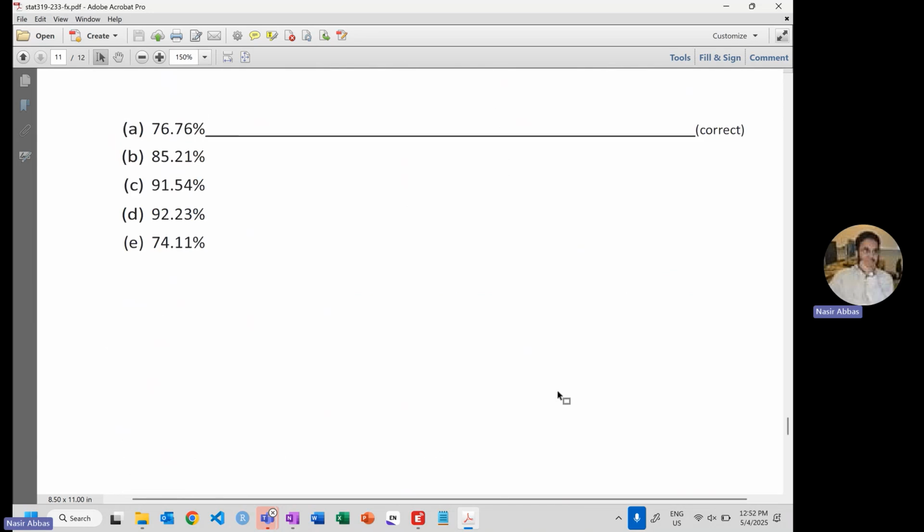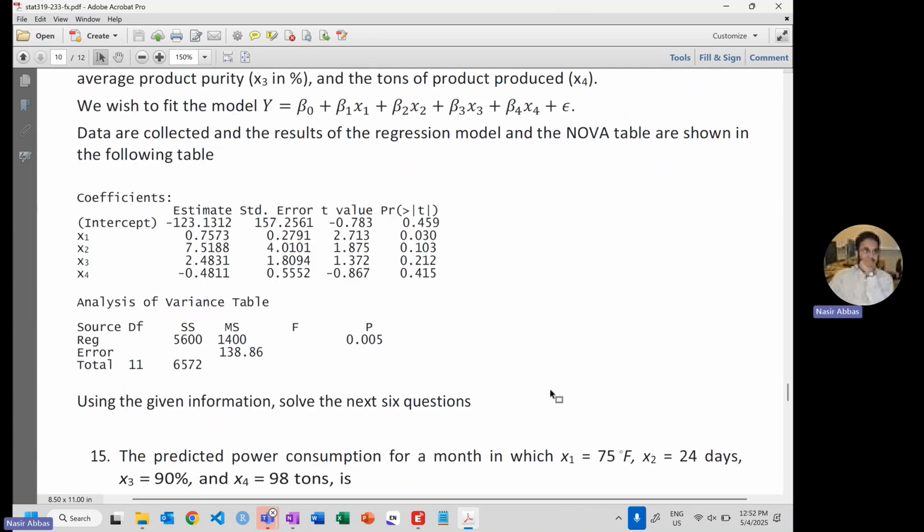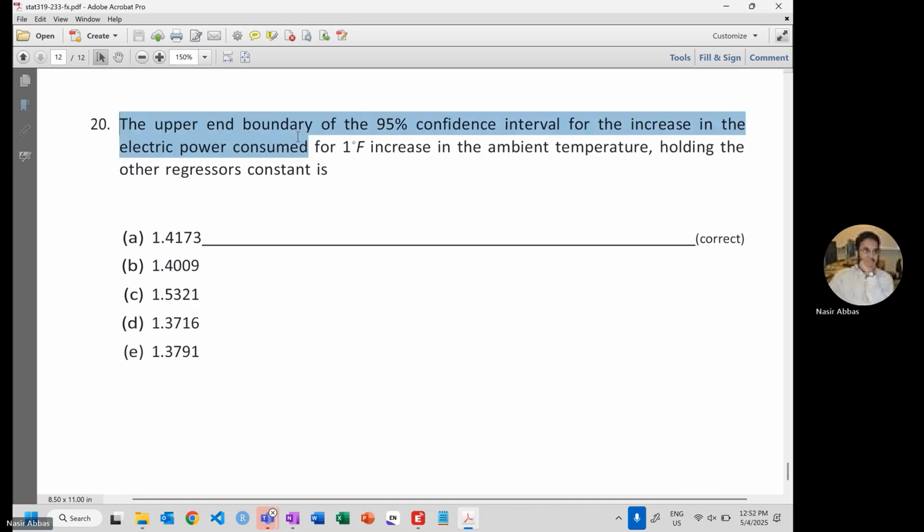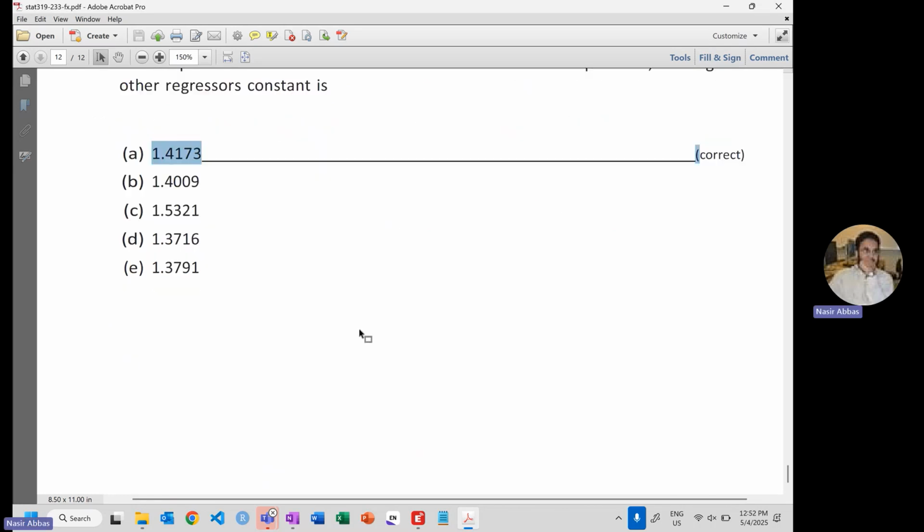It is given in this table here, the second column, standard errors. So it should be 0.7573 plus minus the critical value from the T multiplied by this standard error. You'll get the lower and upper limit, and probably the question is asking you for the upper limit. So the upper limit should be 1.4173.